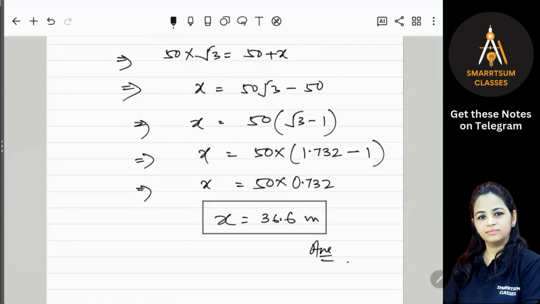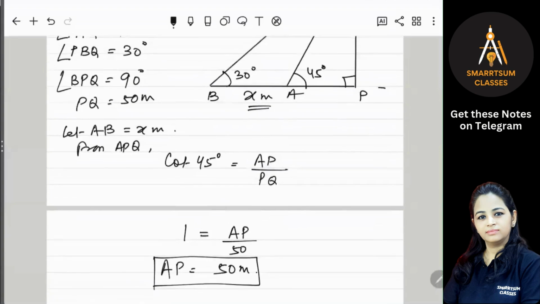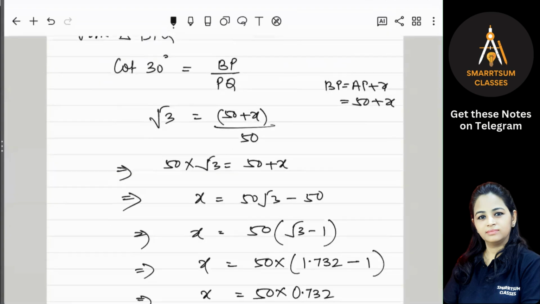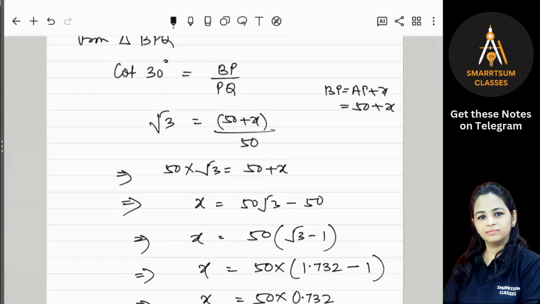So in this way, we can solve questions using trigonometric ratios. This question is based on the sun's altitude, which changes at different times. So if the angle is changing, the altitude will also change. Please note it down.